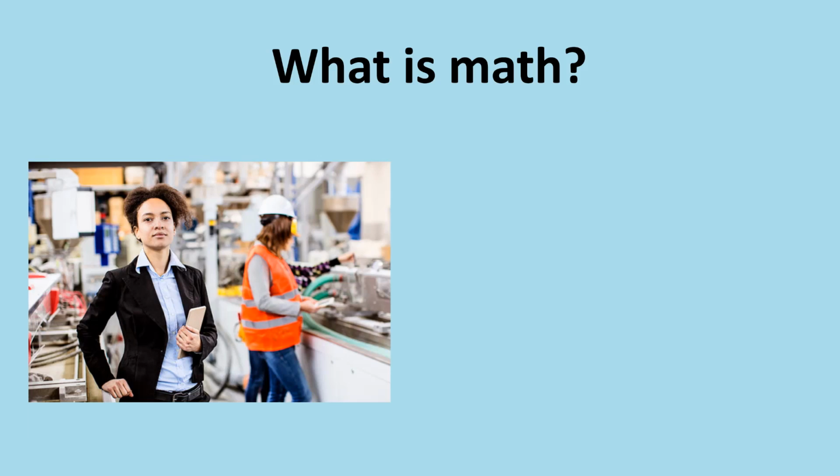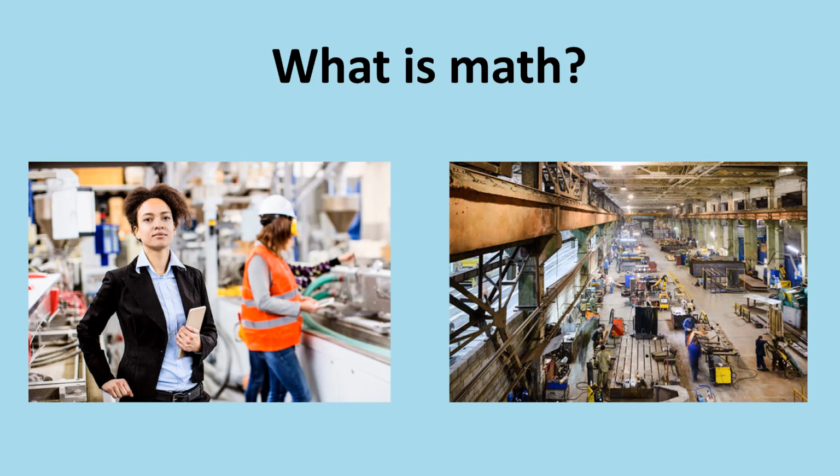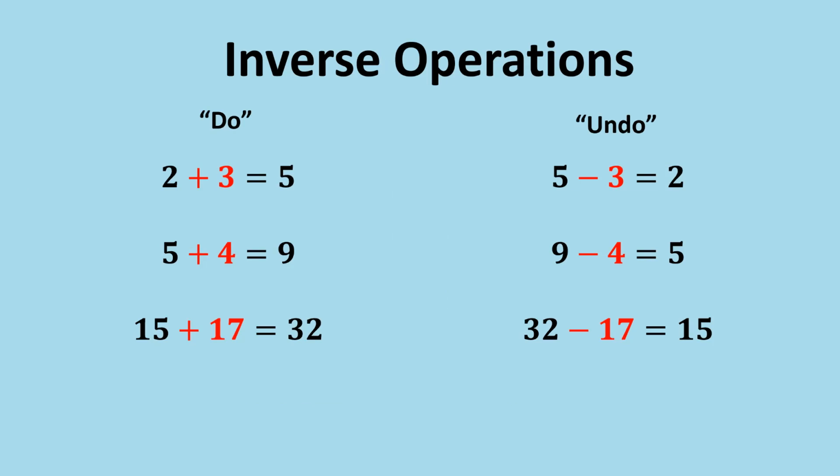For example, a manager who really understands what happens at each step on the factory floor will be a better manager, and a factory floor worker who understands the end goal of production will do a better job with their small role. This process of doing things and undoing them happens all the time in math.